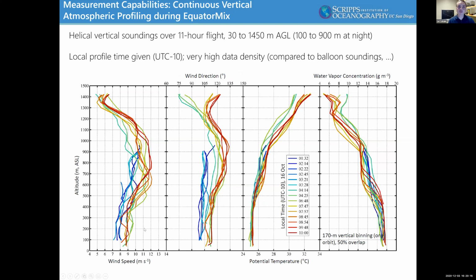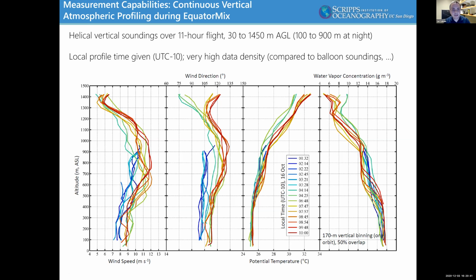All right. So what do we measure? We can do continuous atmospheric profiling of the atmosphere and the marine atmospheric boundary layer. This is a lot better than balloon sounding. With a higher density, we can target areas that are of specific interest, for example. So this is an example of wind speed, wind direction, potential temperature, and water vapor concentration.